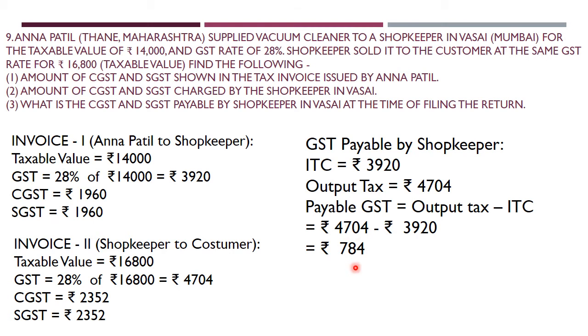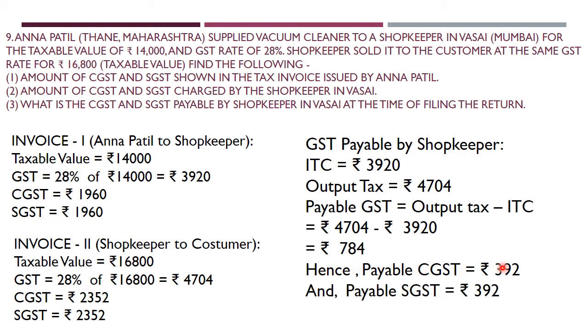Now we need to find payable CGST and SGST. Once you find the payable GST, half of it will be payable CGST and half of it will be payable SGST. So payable CGST is 392 and payable SGST is also 392 rupees. Very simple question. The only thing is that everything is covered under this. First we write the invoice, and then we find the payable CGST and payable SGST.